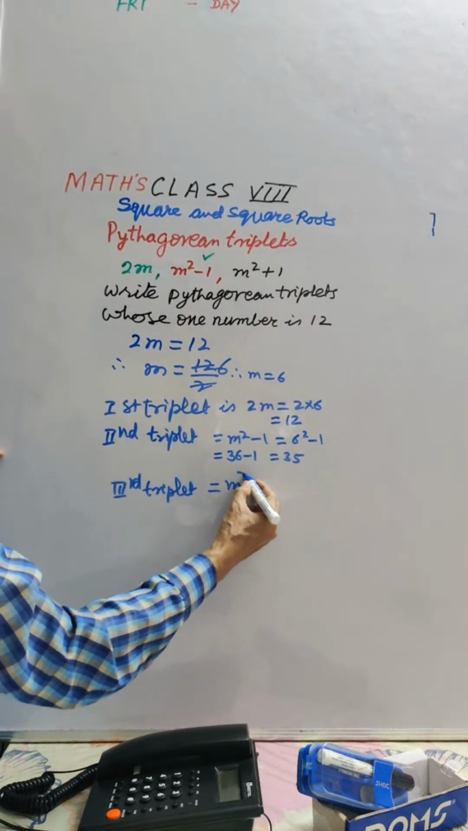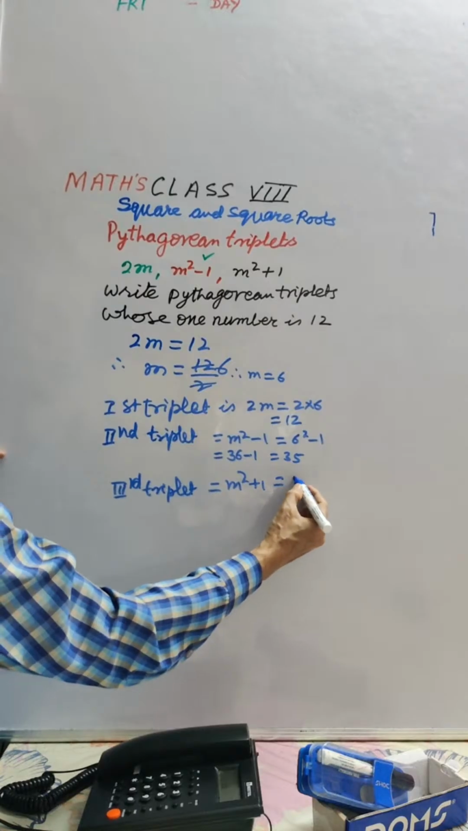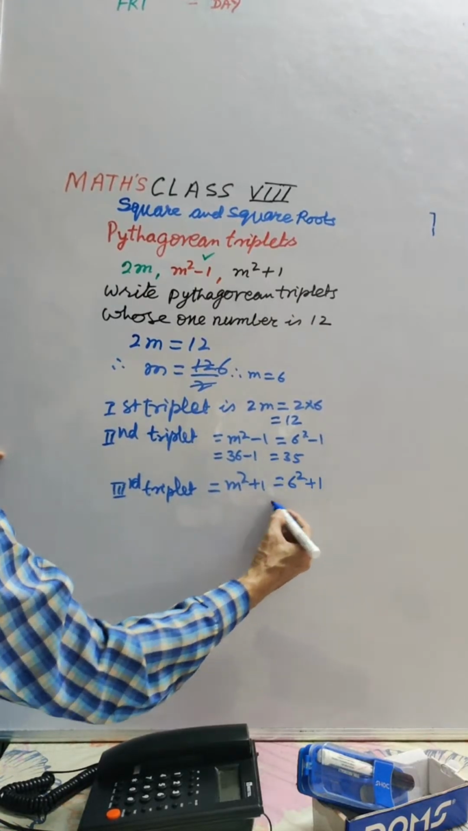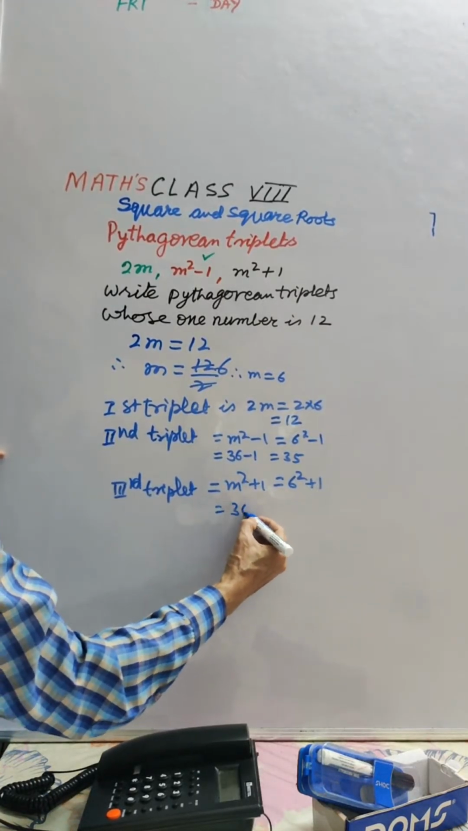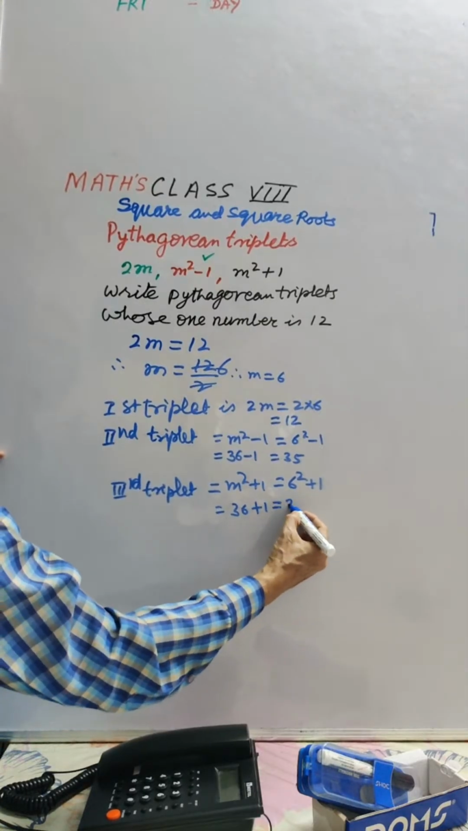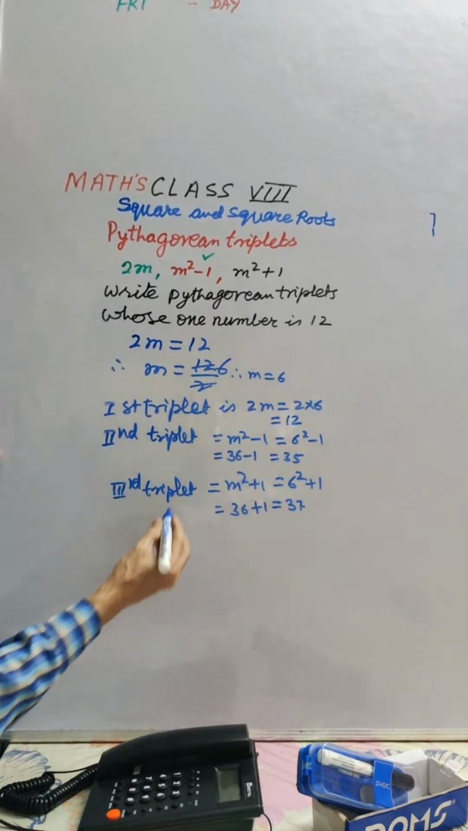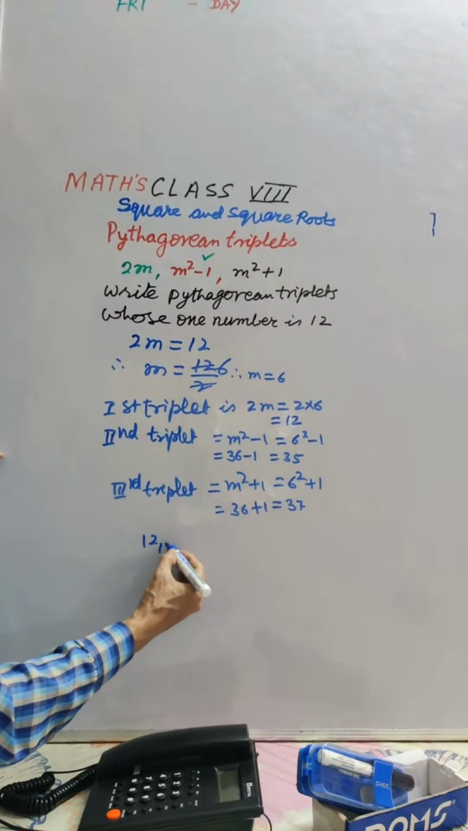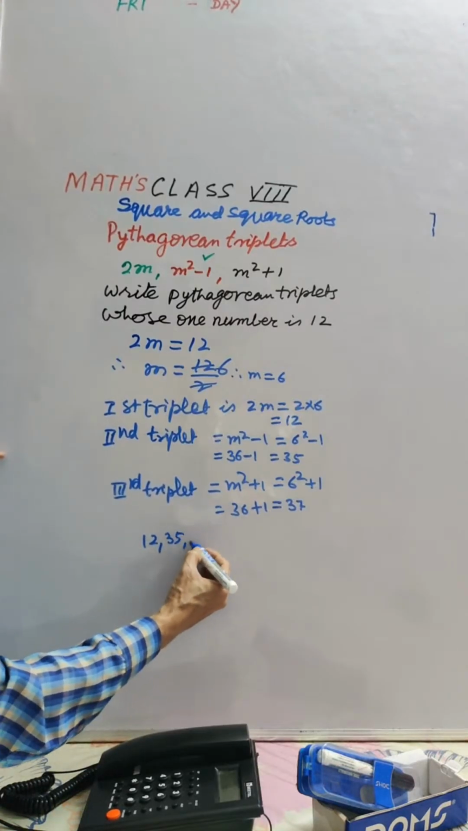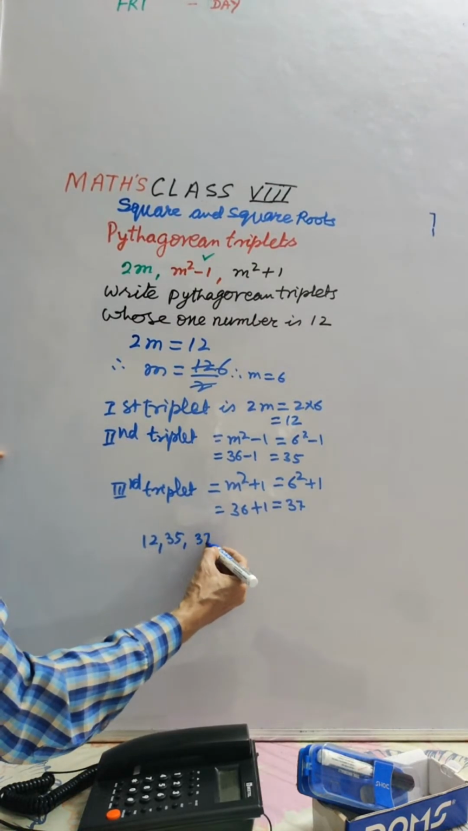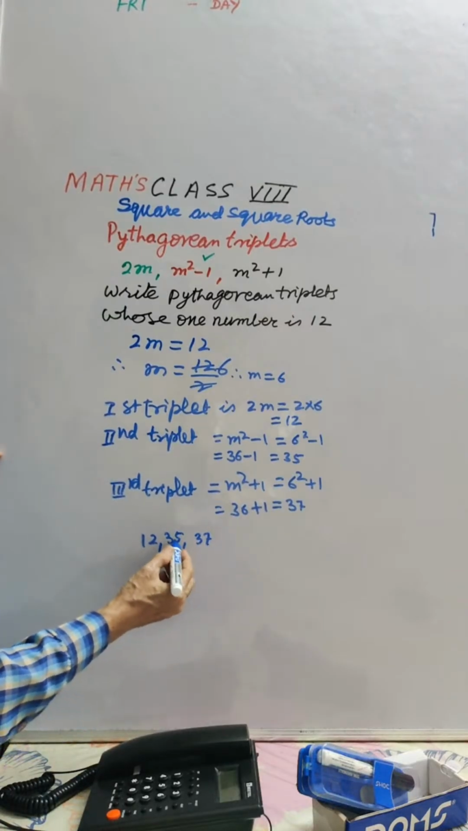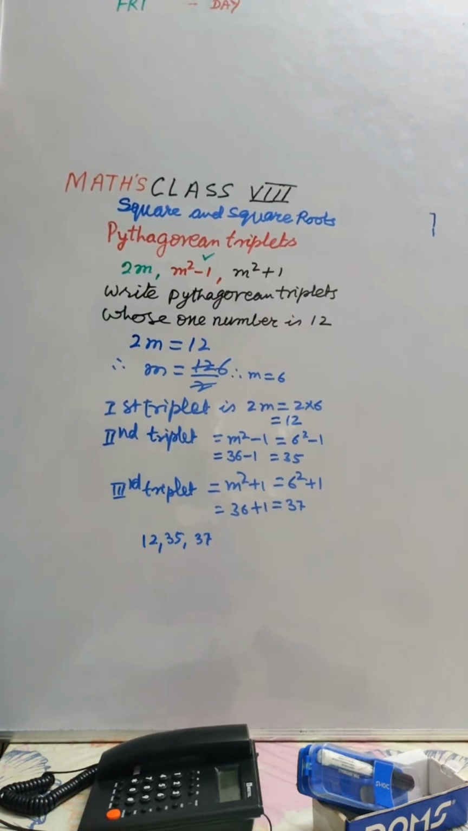The third triplet is m square plus 1. That is 6 square plus 1, 6 sixes are 36 plus 1, that means 37. So Pythagorean triplets are 12, 35 and 37. Means that 37 square is equal to 35 square plus 12 square. We can check it like this.